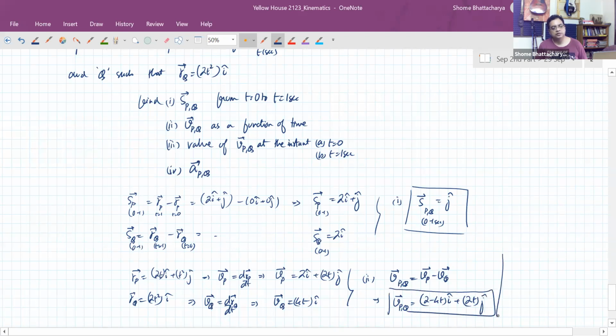And from this you can look at the third part, the velocity of P with respect to Q at the time t equal to 0. Just substitute t equal to 0 here. You'll see it is 2 i cap. Whereas the velocity of P with respect to Q at the time t equal to 1 second, just substitute t equal to 1 second here. So it will be minus 2 i cap plus 2 j cap. And these are both in meters per second. This is in meters.